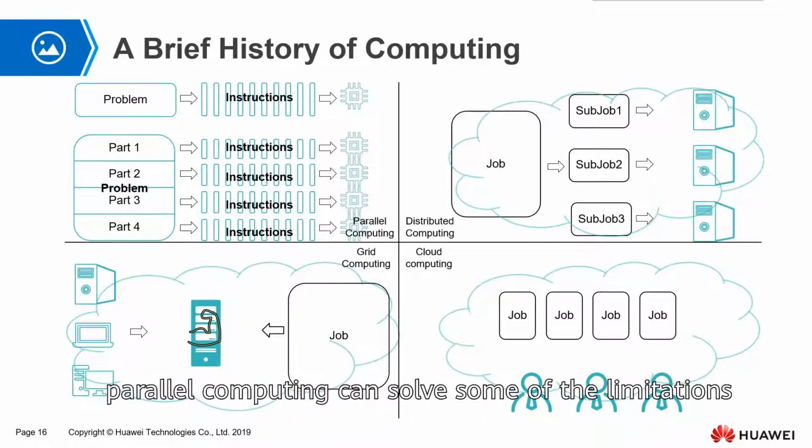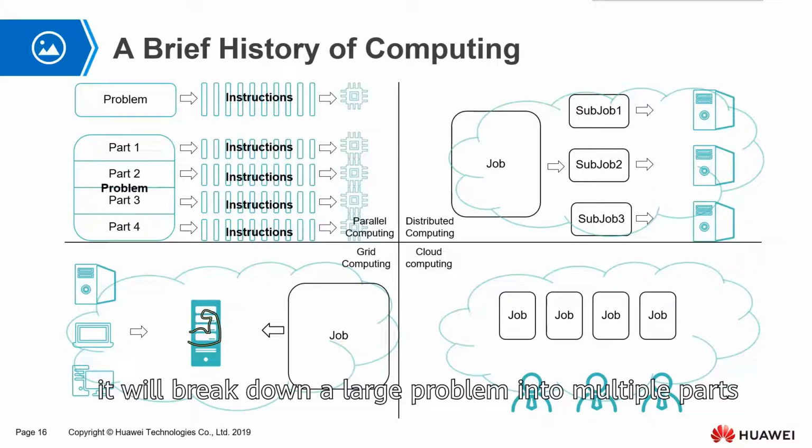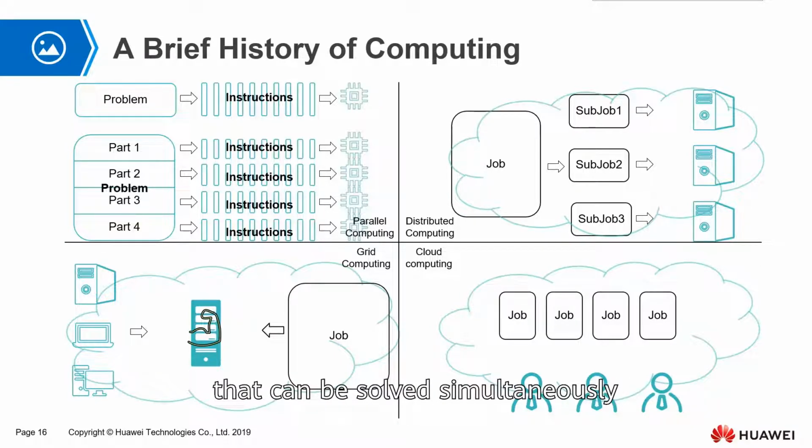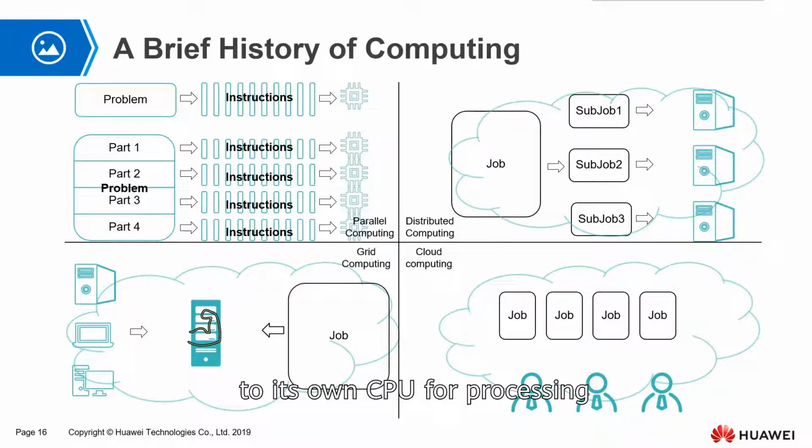In the simple case, parallel computing can solve some of the limitations of serial computing. First, it breaks down a large problem into multiple parts that can be solved simultaneously. Each part is transformed into a series of discrete instructions, and each part's instructions go to its own CPU for processing. Each CPU processes the instructions from a different part at the same time. Then a unified control mechanism is added to control the entire process.